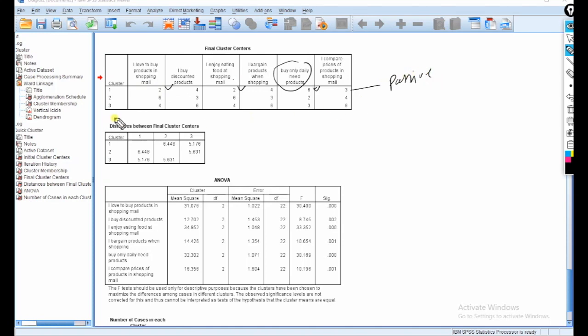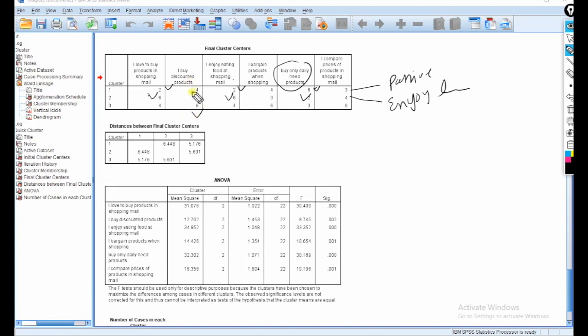buyer. And the second cluster, they love food, they love to buy products in the shopping mall, high value, enjoy food there, but they don't buy only daily need products. So we can combine three questions and say the people of this cluster are enjoy loving people. They enjoy.